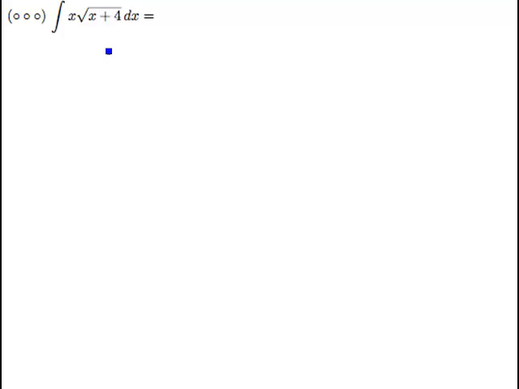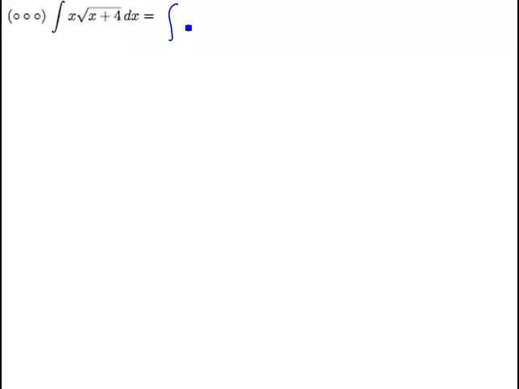Well, we've got an integral to try here. The integral, we're looking for all antiderivatives, all functions who have derivative x times the square root of x plus 4. Normally I begin looking for algebraic ways of manipulating this to simplify the integrand. In this case I don't see any, so I will try a substitution.